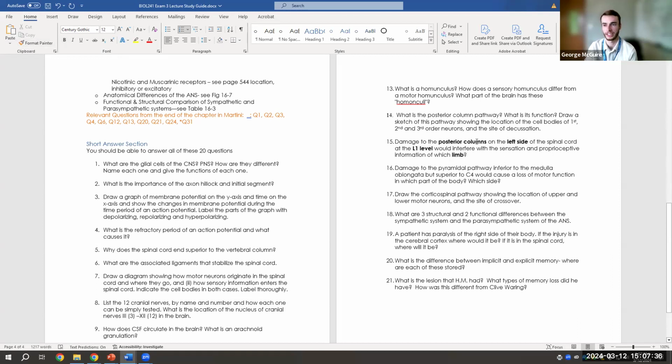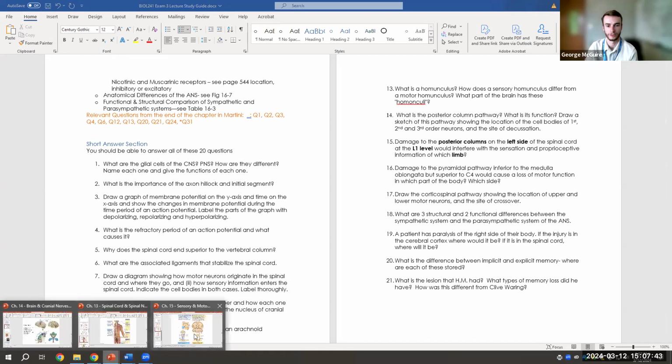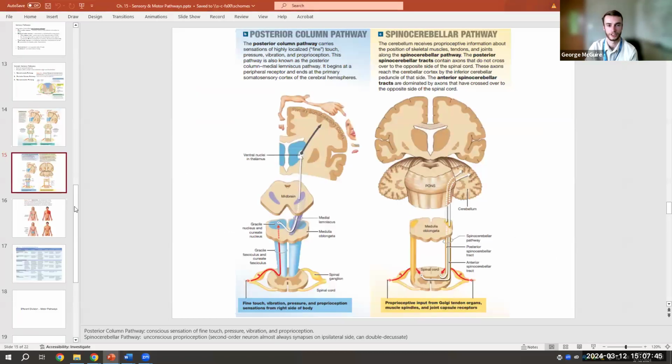So I know I need to look at our posterior columns and keep in mind that damage is at the L1 level. I come over to my chapter 15 figure on our posterior column pathway. Looking at this, I can see that the information doesn't change side, or decussate, until the medulla oblongata. So information that was supposed to be coming from the same side of the body is going to be blocked off and isn't going to be received by the upper side.